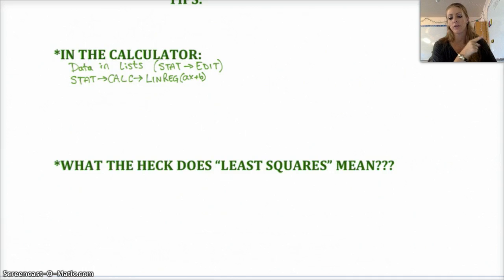Okay, so if you need it written down: stat, calc, lin reg, ax plus b after your data is in the lists. And then for the y variable, you want to go to vars, y vars, function, and then click whatever y you want. I'll write that down.